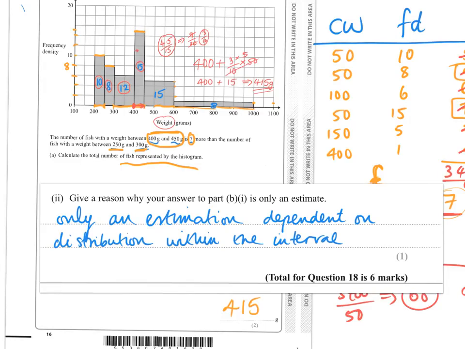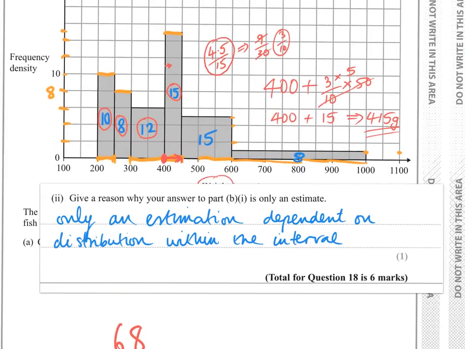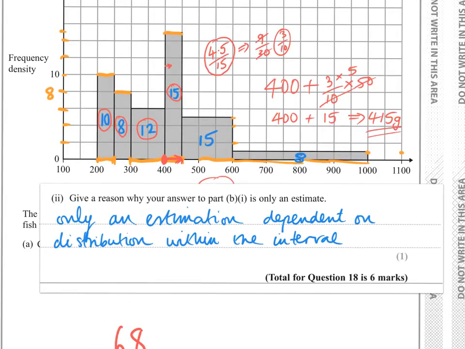Well, this last part, it says, give a reason why your answer to part B, I, is only an estimate. Well, again, this is not particularly my strength, and some of you might want to comment on this a bit more than me. But when you look at the distribution of the fish, when you do a class interval, you don't know where the masses, the weight of those fish in grams, lie. We assume that there's some kind of even distribution or some kind of central tendency. Hence, when we're trying to find the mean, for example, we just assume the midpoint, okay? But we don't know how those fish are distributed exactly in that class interval, so that's why it's an estimation.